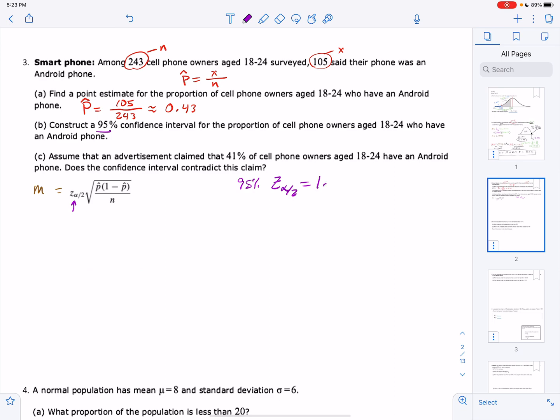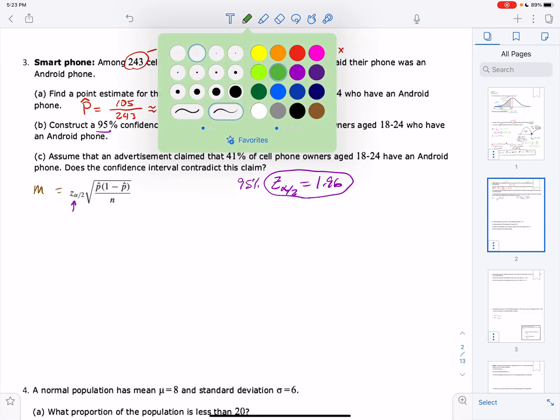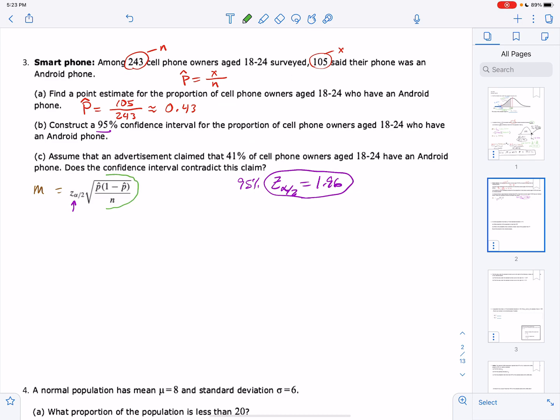Okay, 1.96 is the critical value. That's important. The other piece we're going to need to find is this standard error. We'll do that right here.